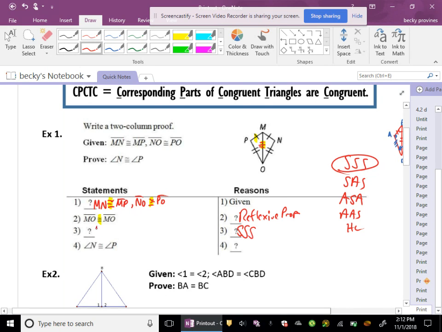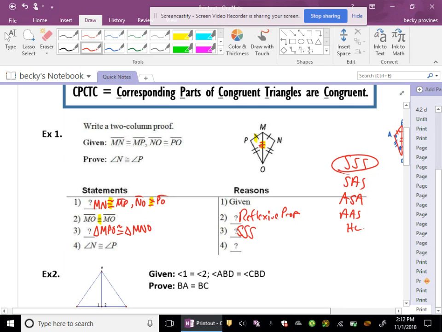So for step 3, we're going to write a congruency statement. The first triangle can be in any order that you choose. I'm choosing MPO. Now, the second triangle is dependent on the first. So whatever order I went in for the first, I need to match it up with the order of the second. So I'm going to look at the triangle on the right and say what corresponds with M, what corresponds with the P, what corresponds with the O. So that would be M, N, O.